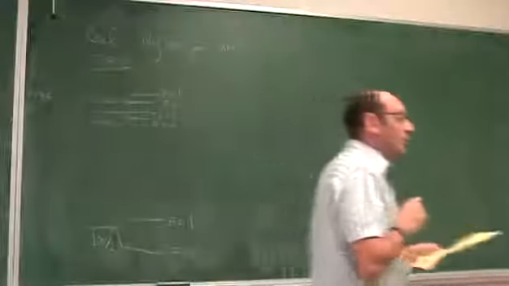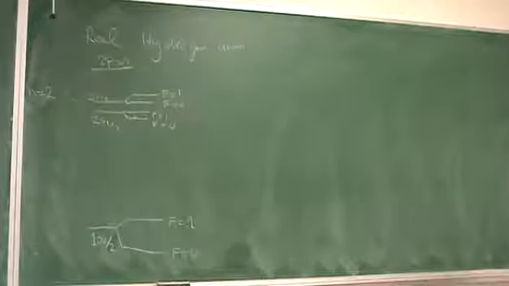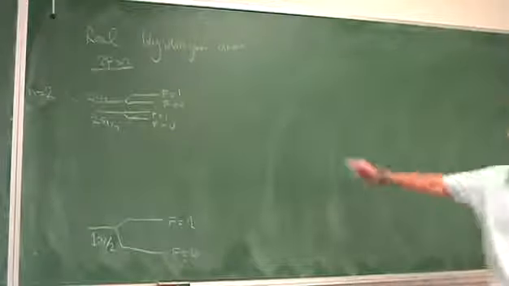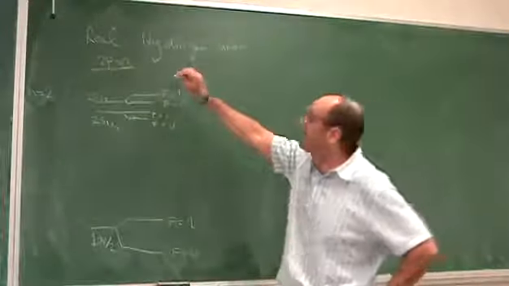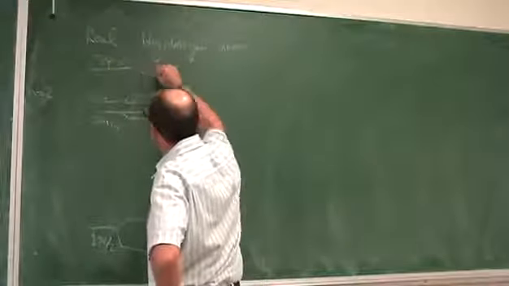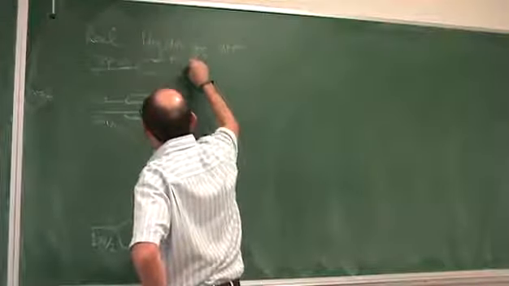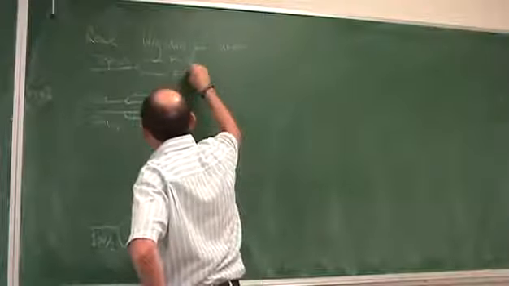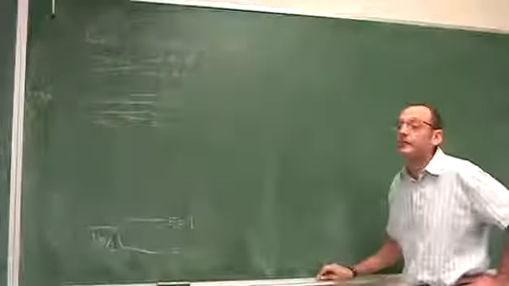And now I ask you, what are the possible values of F in the 2p 3/2? Well, J in this case is 3/2, and the nuclear spin is 1/2. F is J plus I. So I can have 3/2 plus 1/2, which is F equals 2, and F equals 1. Okay.